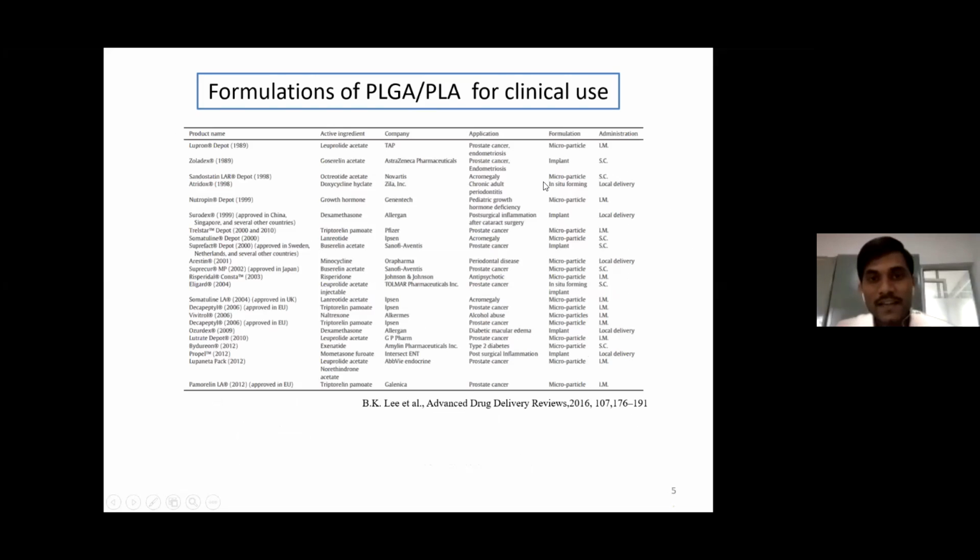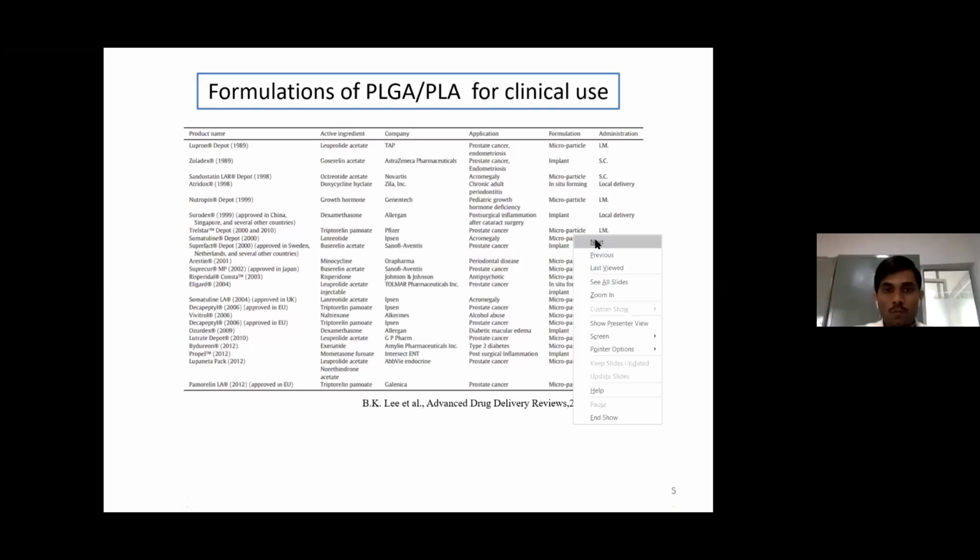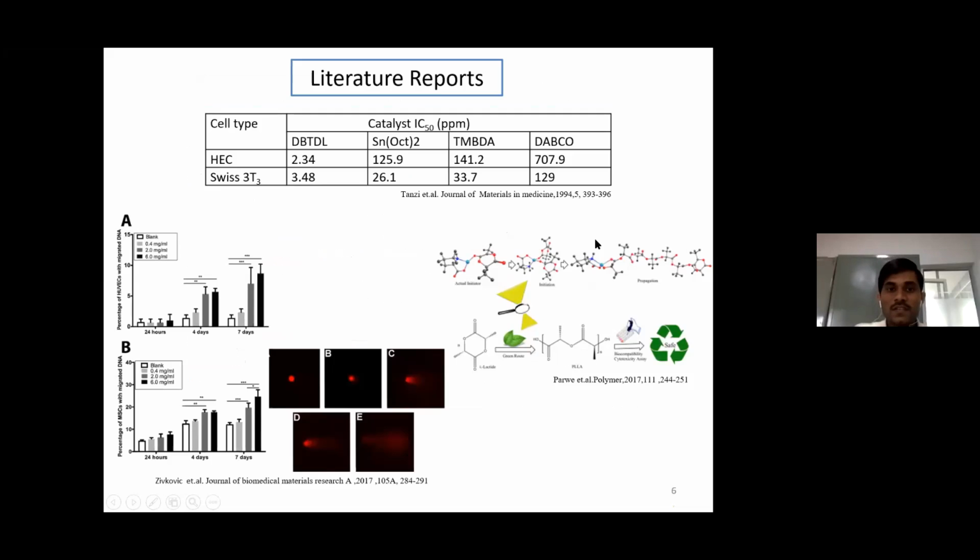When we see the market scenario, more than 25 products are approved by US FDA in the form of microparticles and implants for this PLGA carrier, and which are used for encapsulation of certain peptides, antimicrobial drugs, and anti-cancer drugs. And there are more than 50 drugs in clinical trial. So it is one of the most popular polymers in the 21st century.